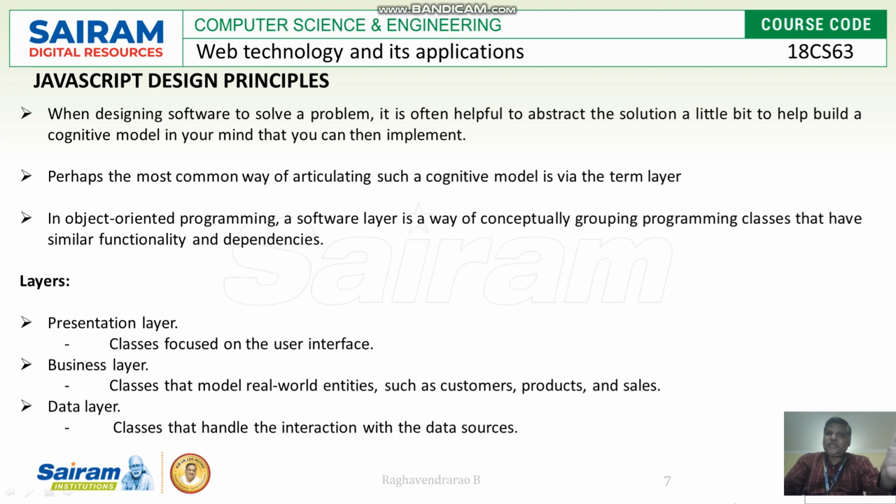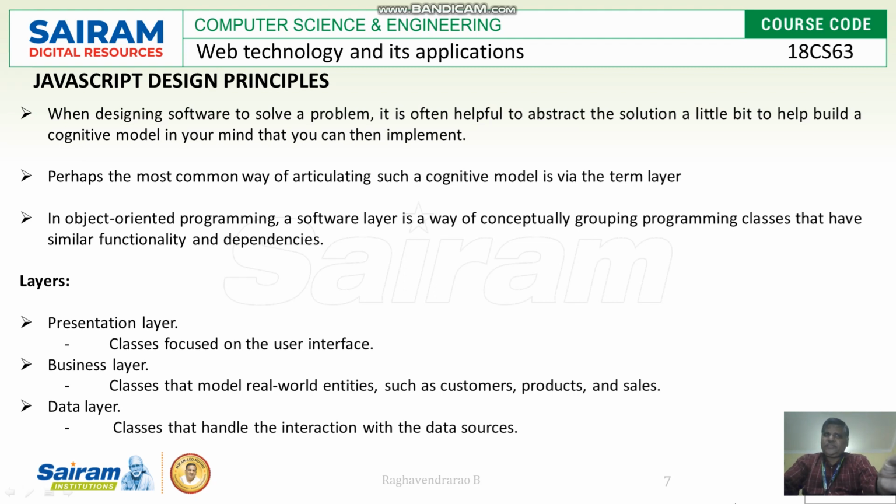The presentation layer concentrates on the classes focused on the user interfaces, that is the GUI, and how it should look. Then the second is the business layer, which is a model of real world entities such as customers, products, and sales. Then the third layer is the data layer, which handles the interaction between the data sources, that is the databases.